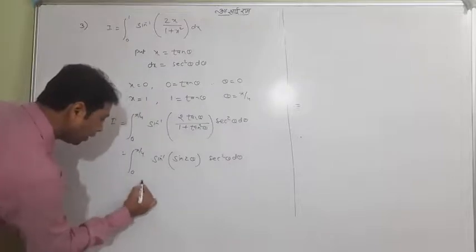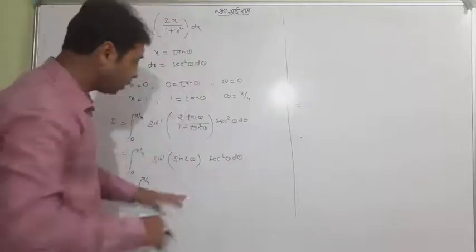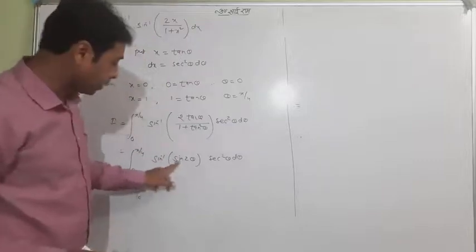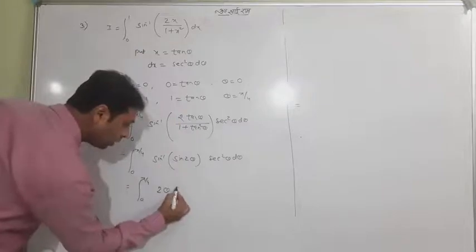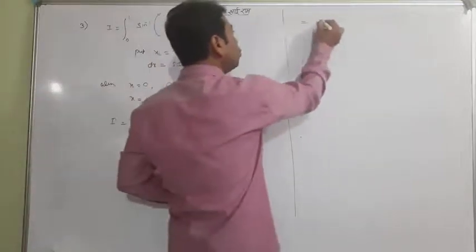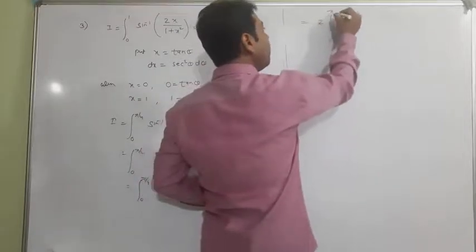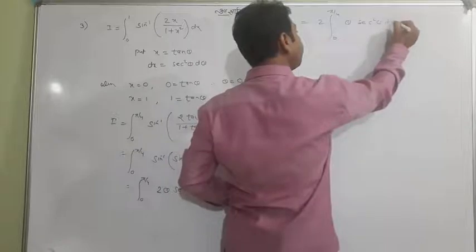You know why I substitute this proper value, because I knew already it is going to be sine 2 theta. Sine and sine will cancel each other. We'll have 2 theta sec square theta d theta. I'll write 2 outside. We have a limit and we have a question, theta into sec square theta d theta.